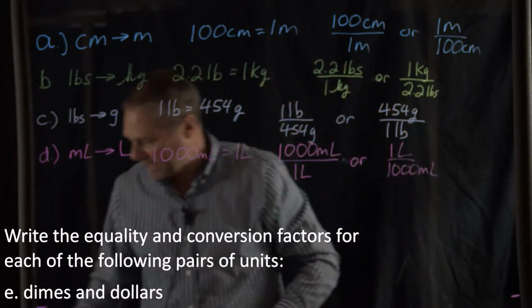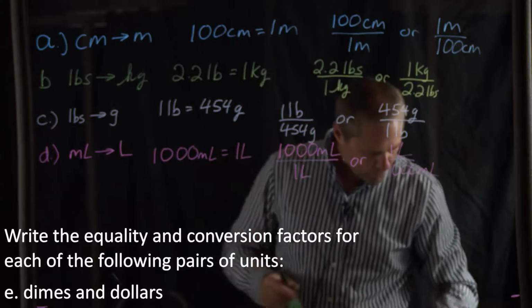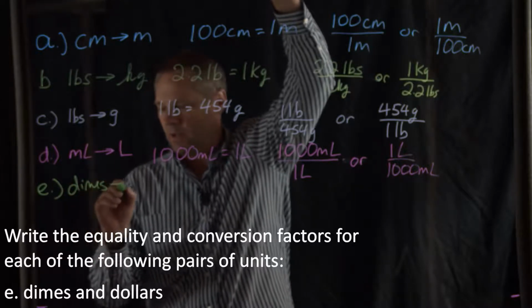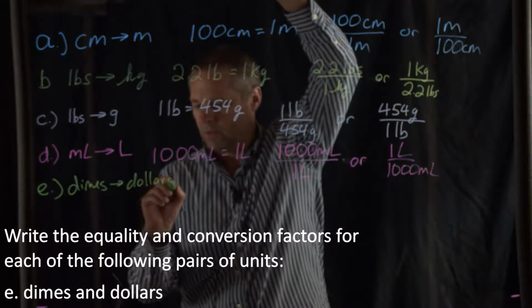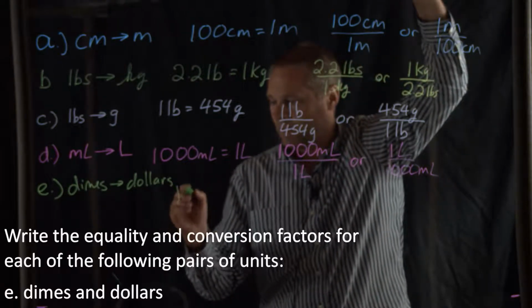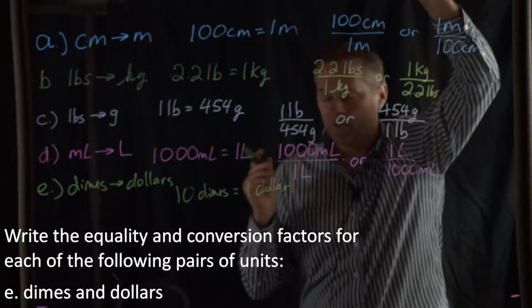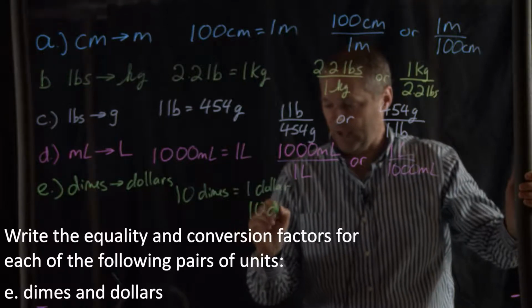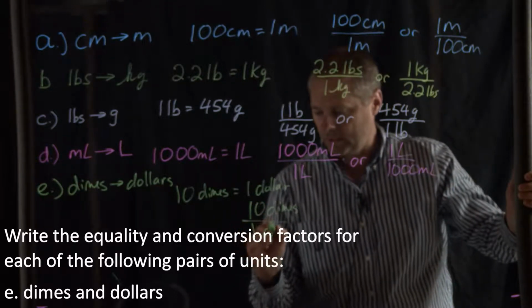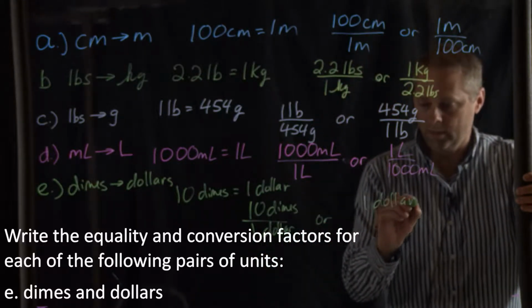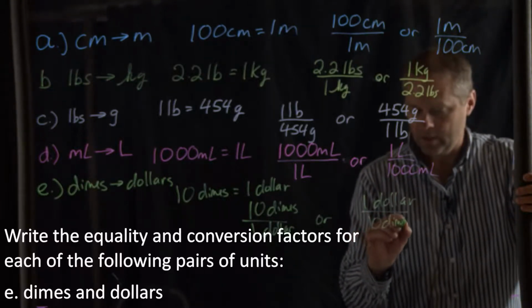And the last one, part E, asks for dimes and dollars. So for E, we're going from dimes to dollars. And as we know, there's going to be 10 dimes is equal to $1. The conversion factor for that is 10 dimes is equal to $1. Or $1 is equal to 10 dimes.